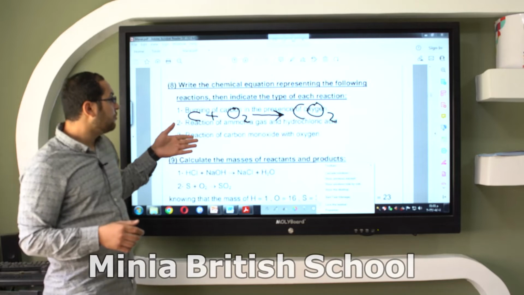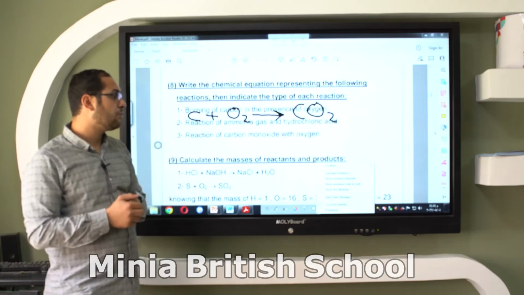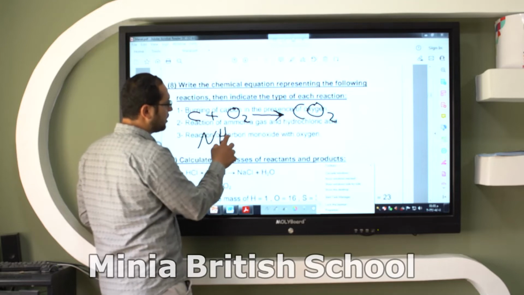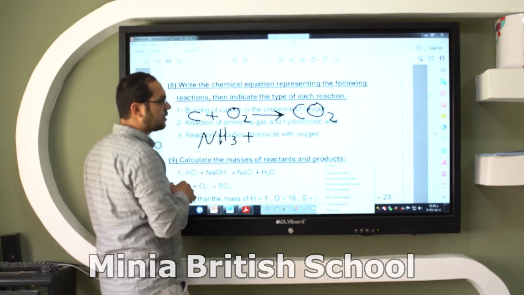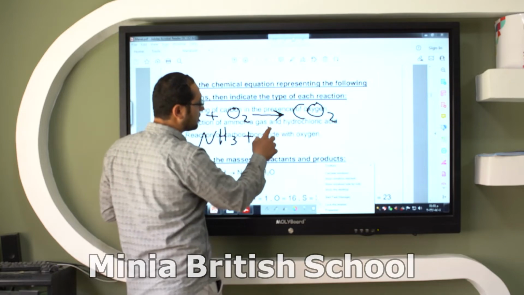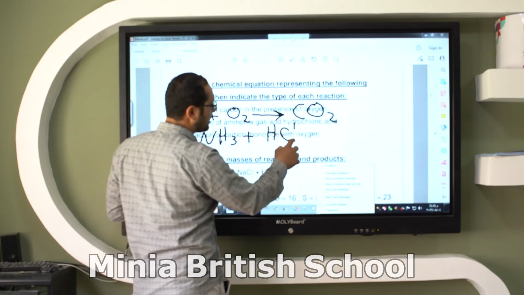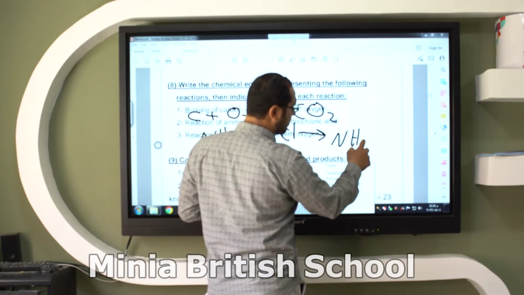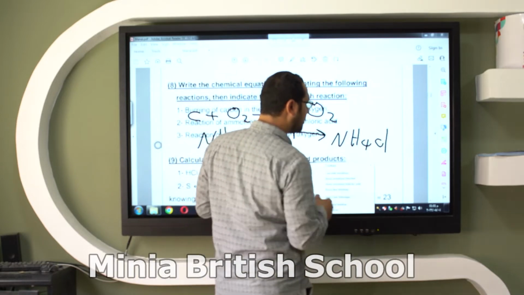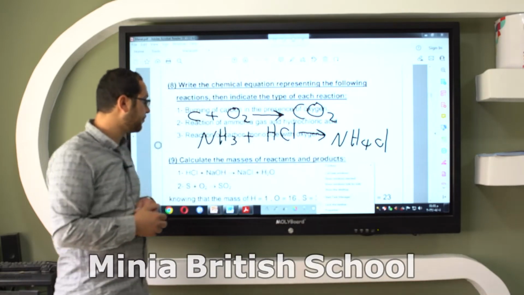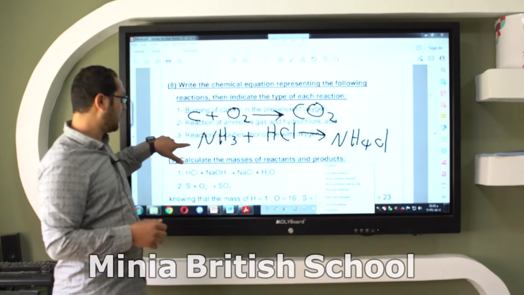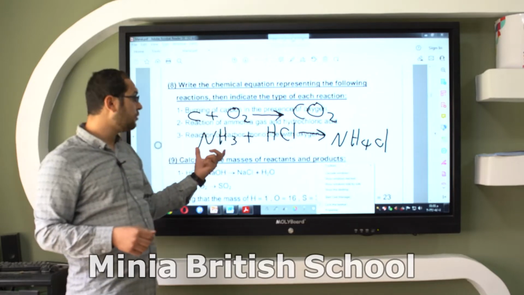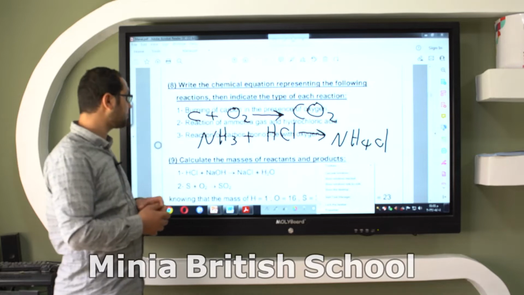Number 2, reaction of ammonia gas and hydrochloric acid. The symbol of ammonia is NH3, plus hydrochloric acid. This is acid, starts with H, HCl, forming NH4Cl, ammonium chloride. And what is the type of this equation? This is compound with another compound.